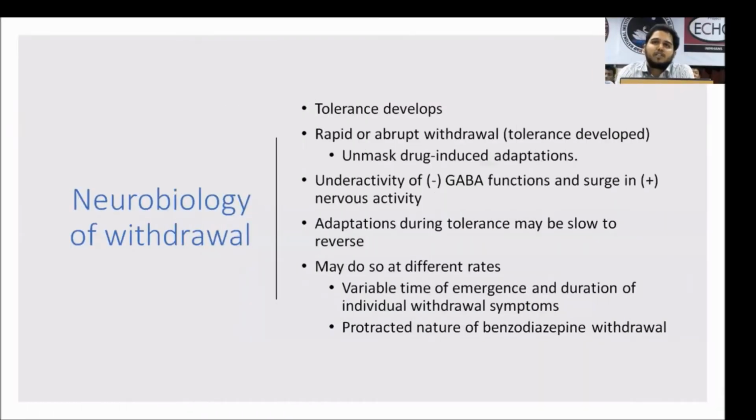So coming to the neurobiology of withdrawal, the basic problem with why withdrawal symptoms happen is that over a period of time tolerance develops. As tolerance develops, a lot of neuroadaptation happens. Once a person stops benzodiazepine, it unmasks the drug-induced neuroadaptations, which causes withdrawal symptoms. Basically, the withdrawal symptoms are because of underactivity of GABA and a surge of glutamate or positive CNS activity.